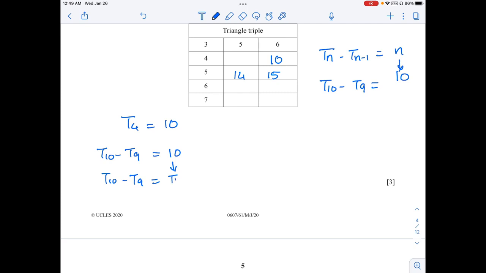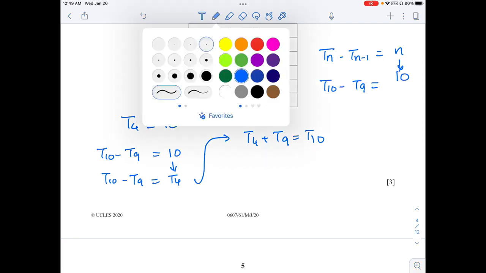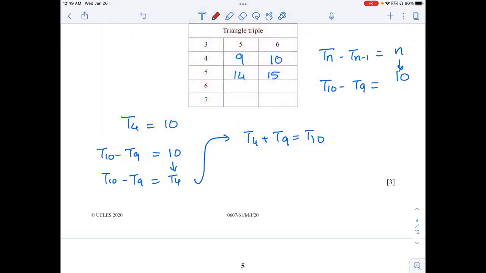10 is nothing but what? T4. So what do I get from there? T4 plus T9 is equal to T10. So what is the triple? 4, 9, 10. Now, once you get this one, you can see the pattern. What is the pattern over here? 5 plus 4 is 9. 9 plus 5 is 14.